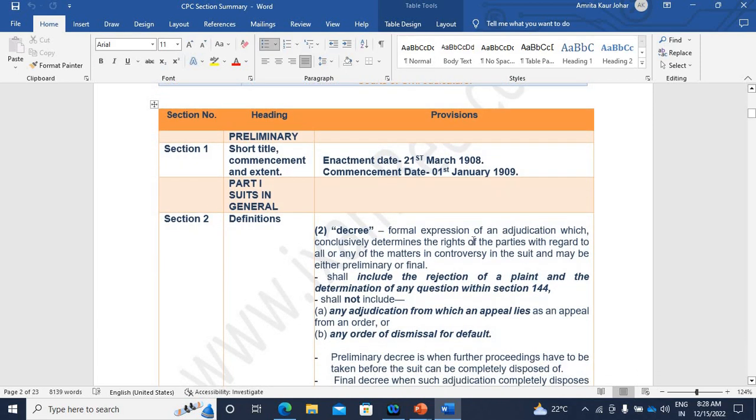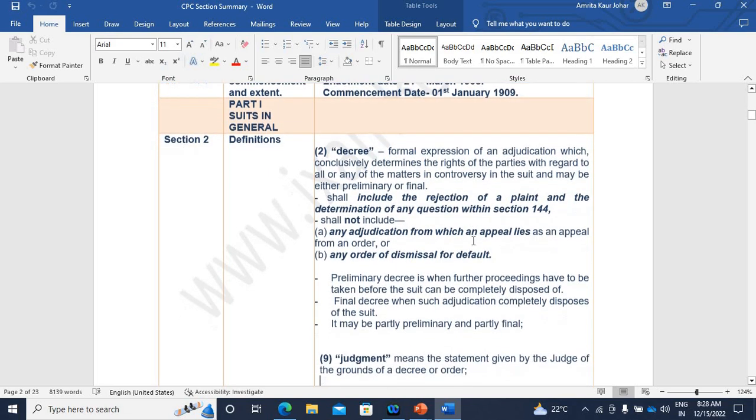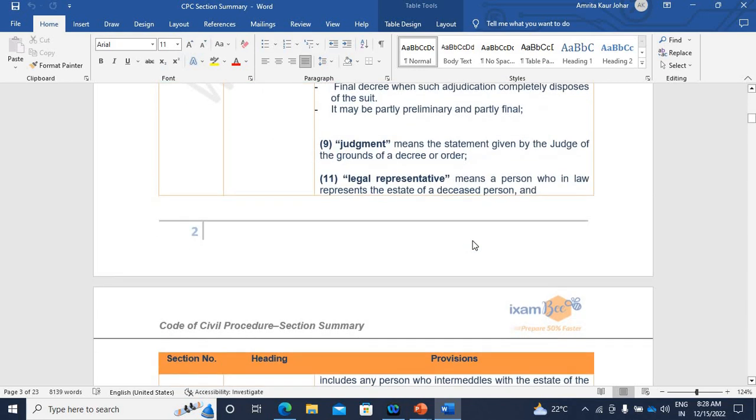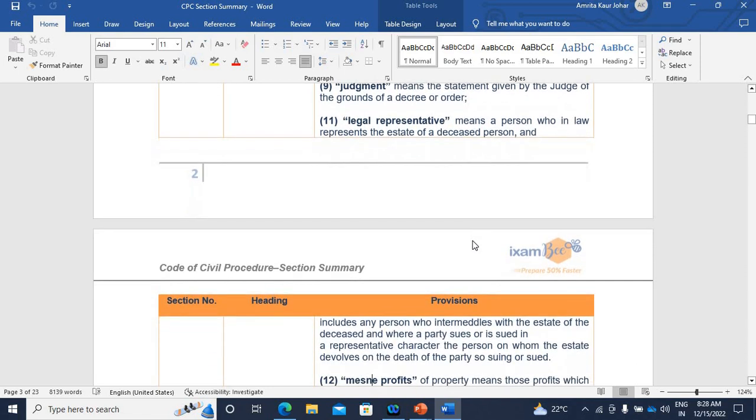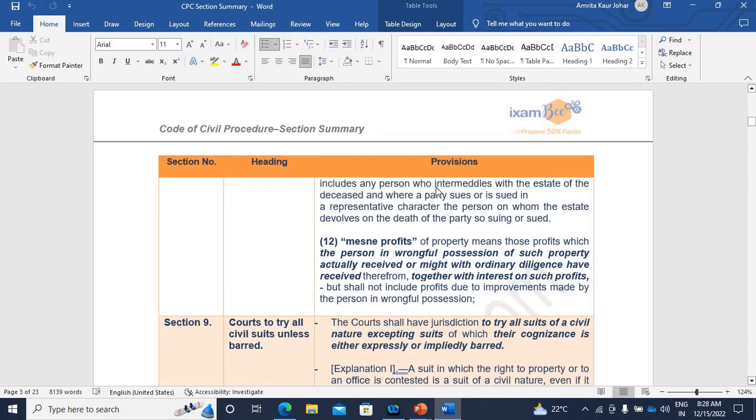Of course, section 1 is talking about enactment and commencement date, इससे हम शुरुआत करेंगे. And then suits in general is the first part. यहाँ पे कुछ important definitions हैं जो आपको CPC में पूछी जाती हैं, like decree, mesne profits, judgment, decree, order and judgment का difference, ये सब बहुत basic है. आप देख रहे हो यहाँ पे important highlight भी किया हुआ है मैंने.